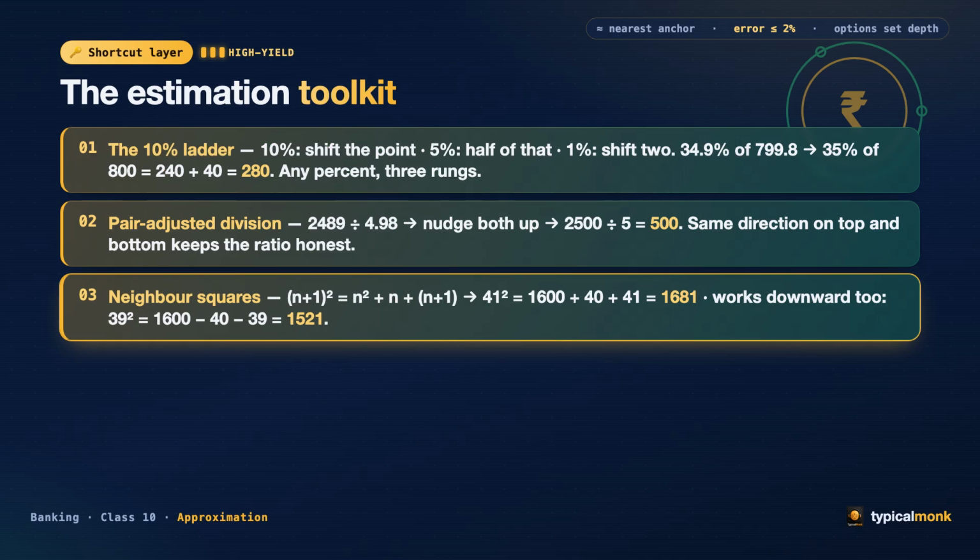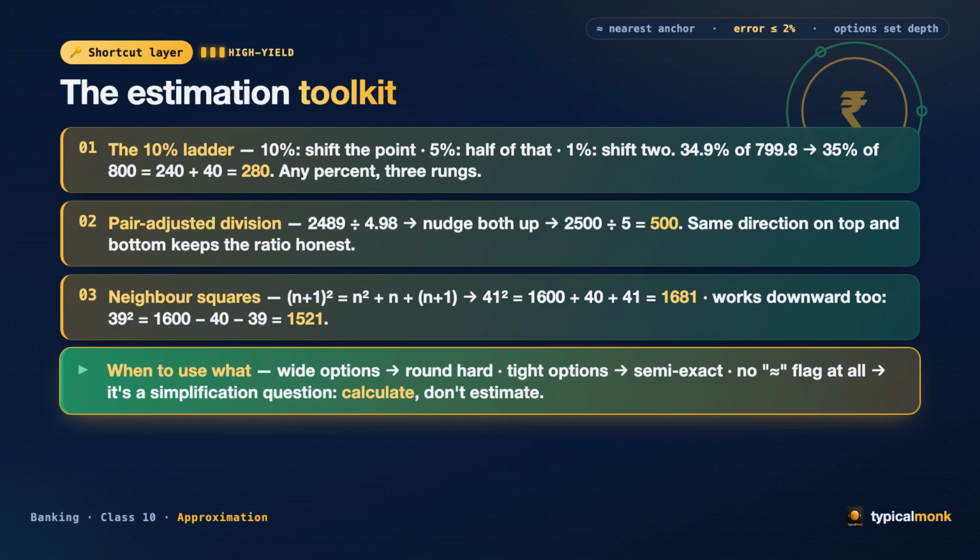Tool 3, neighbor squares. N plus 1 squared equals n squared plus n plus n plus 1. 41 squared is 1600 plus 40 plus 41, 1681, and it works downward too. 39 squared is 1600 minus 40 minus 39, 1521.